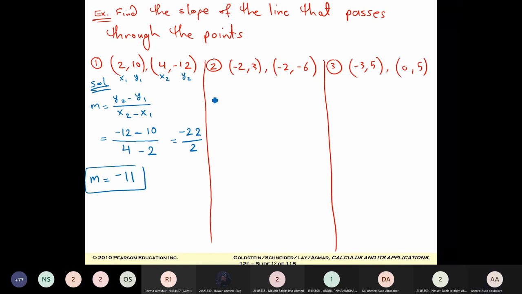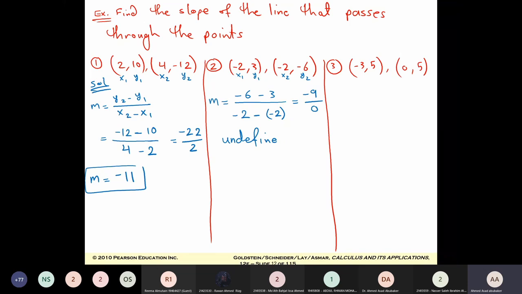Number 2, to find the slope, this is x1, y1, x2, y2, so we have negative 6 minus 3 over negative 2 minus negative 2. So this equals negative 9 over 0, because we have negative 2 plus 2. So is this defined or undefined? Not 0. 0 over a number is 0, but a number over 0 is undefined. So this is undefined.